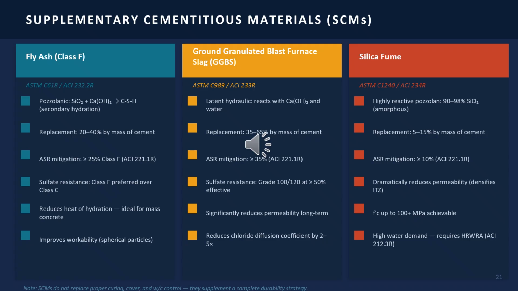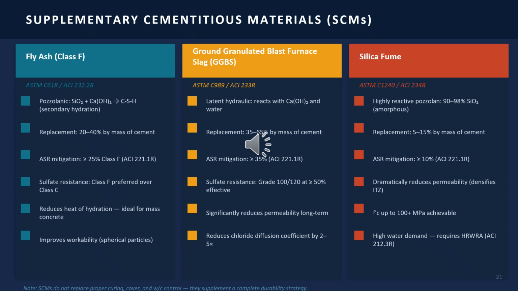Replacement levels of 35 to 65% are typical, and GGBS dramatically, remember, reduces the chloride diffusion coefficient, I mean by 2 to 5 times, making it an excellent choice for marine and de-icing salt environments.